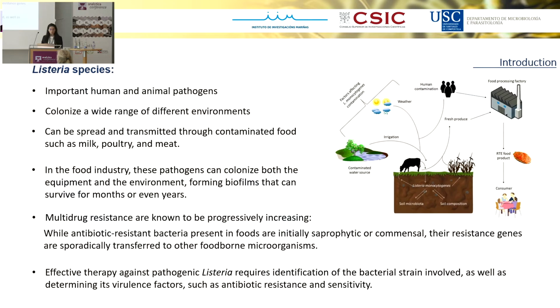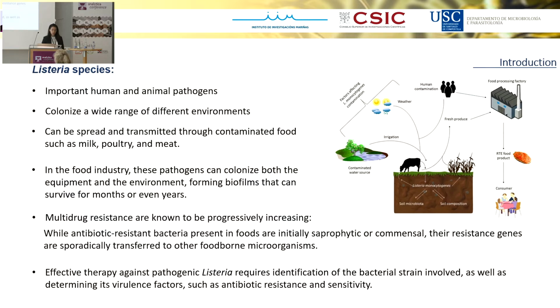Some Listeria species are important human and animal pathogens, and Listeria can colonize a wide range of different environments. Listeria can be transmitted through contaminated food, such as milk, poultry, and meat. And as the professor talked about before, Listeria contamination is common in the food industry, forming biofilm that can survive for months and even for years.